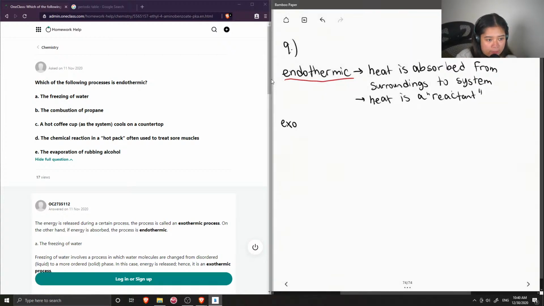And when we have an exothermic reaction, this is pretty much the opposite. So heat is released from the system to the surroundings.